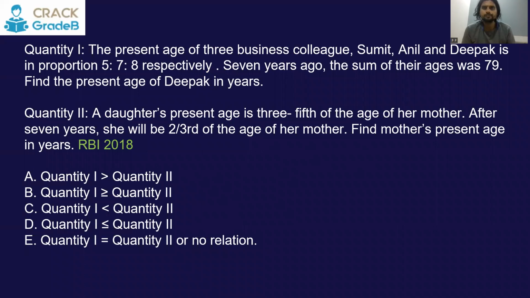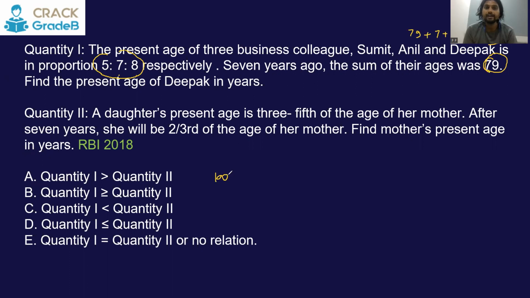Quantity comparison question. So you have to solve both questions. First, the present ages of three business colleagues Sumit, Anil and Deepak are in the proportion 5:7:8. 7 years ago, the sum of their ages was 79. So for the present sum, you have to add 7 three times because there are 3 people. Each of them will grow by 7, so the total will grow by 21. That means the present sum is 100, and the ratio of the present ages is 5:7:8.